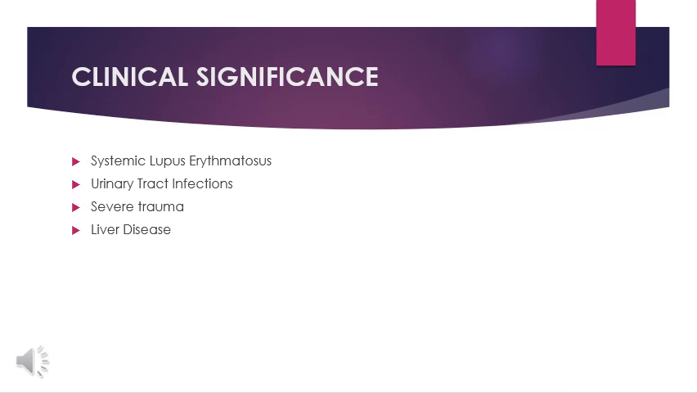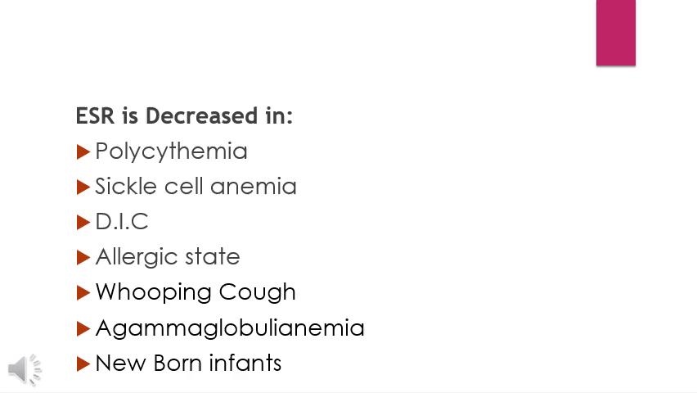Systemic lupus erythematosus is also an autoimmune disorder and an inflammatory condition. Urinary tract infections, severe trauma, liver diseases, all these conditions can increase your ESR. And if the ESR is increased, you can go for some specific tests for all these conditions to rule out what the reason is behind the abnormality.